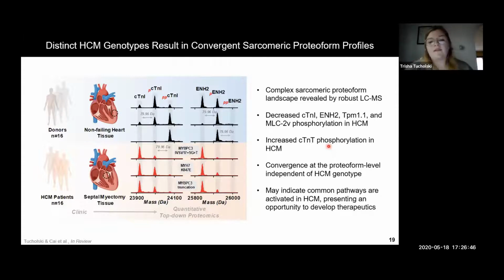In addition, this convergence at the proteoform level seems to be independent of HCM genotype. So if we're thinking back to that initial question that we posed, how is genotype related to this proteoform profile and phenotype, and how can these converge to highly similar phenotypes? We're actually seeing a remarkably consistent convergence in the proteoform profiles in the HCM samples compared to the control samples. And this might indicate a common pathway is activated in HCM, or common pathways, and potentially present opportunities to develop similar therapeutics across the board, instead of just based on the genotype that we see for the patients.